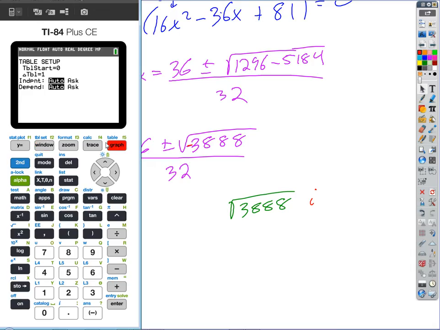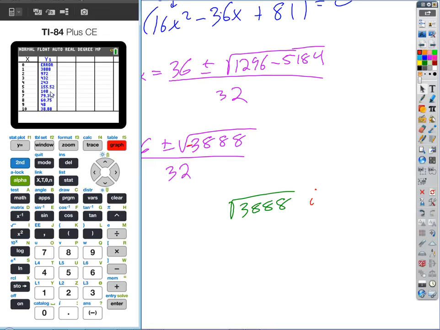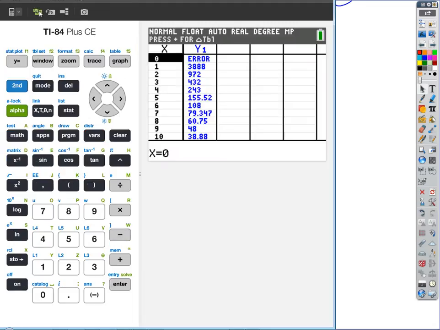And then we go to table, and look what this does. I'll make that bigger. What does this mean? Now, y equals 3888 divided by x squared, and for these values of x, these are the results. So for example, 3888 divided by 2 squared is 972, right?